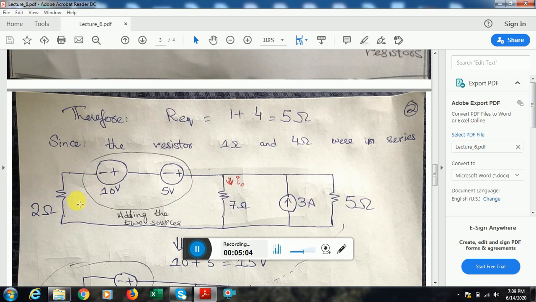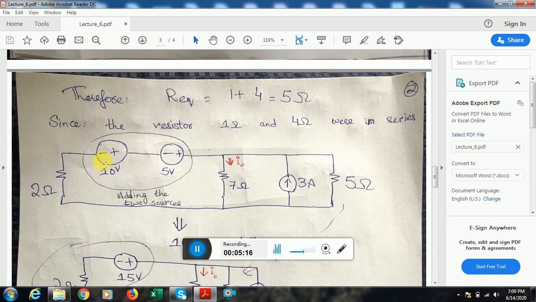I just moved this voltage source from here to this point because they are in series, so A plus B is equal to B plus A, it does not matter. I did this because I want to add the two sources and further simplify this circuit and make the number of elements less.